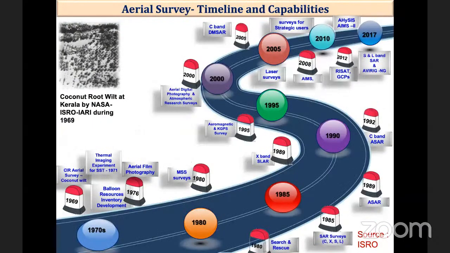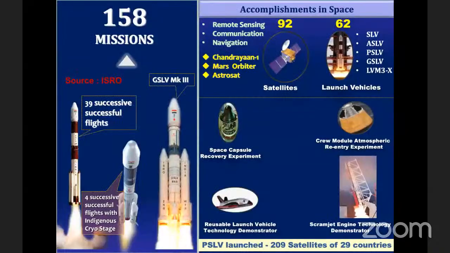Then coming back to the aerial surveys ISRO has been doing, you can think of 1969 till 2017. Many missions took place just to understand the capability of those sensors for different applications, so that we can go to the satellite level. These are the many missions we have carried out over the years.